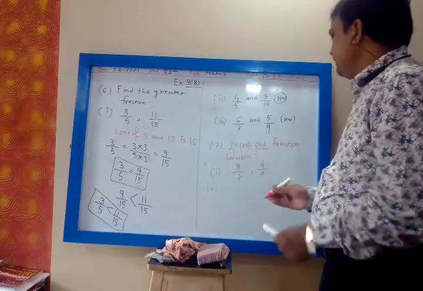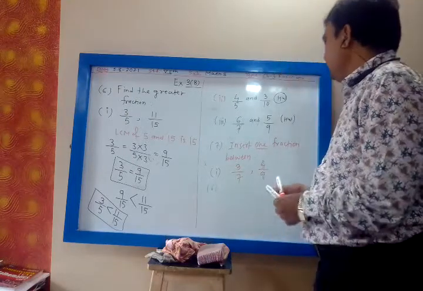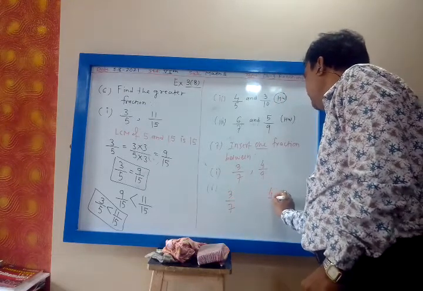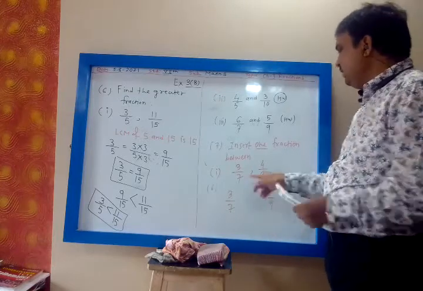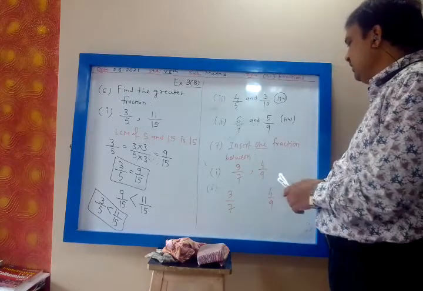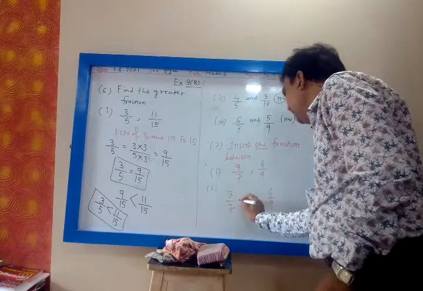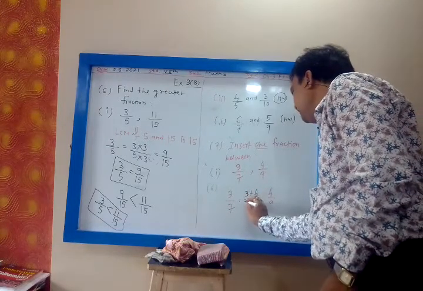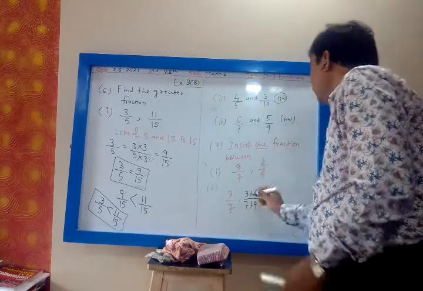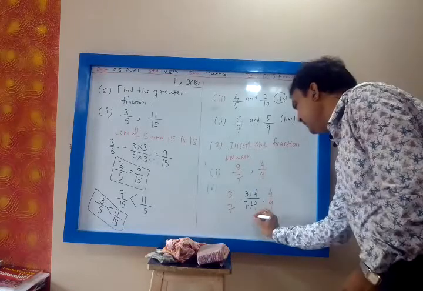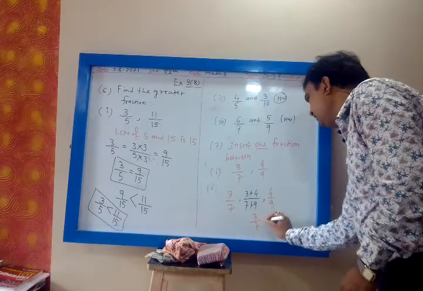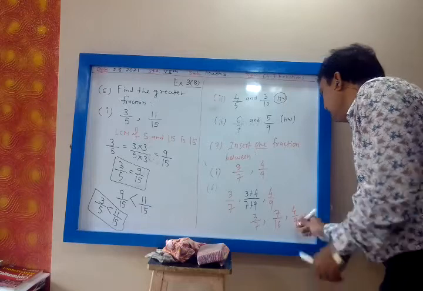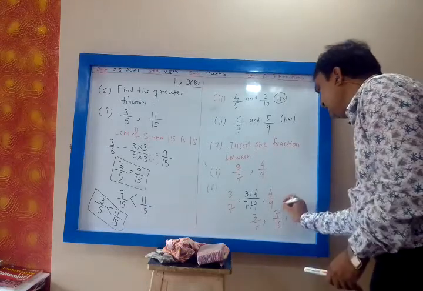So what you will do, see, this is 3 by 7 and 4 by 9. To insert one fraction, I will add numerator to numerator, denominator to denominator. So what will that be? Add numerator to numerator: that will be 3 plus 4 upon 7 plus 9. So 3 by 7, comma, 7 by 16, comma, 4 by 9. So 7 by 16 I have inserted.